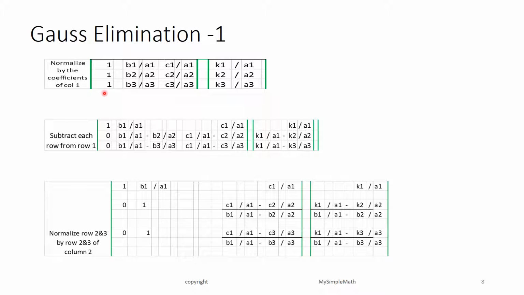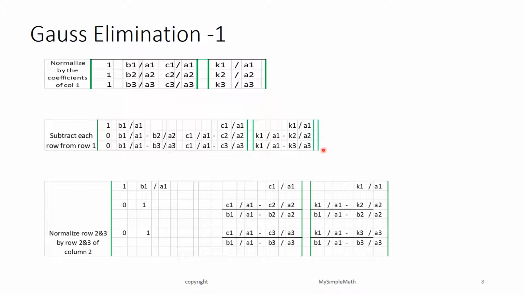So for the next step, we subtract row 1 from each of rows 2 and 3. Here I've done the reverse. I've subtracted rows 2 and 3 from row 1, but that should be fine. Either way, it's fine. So B1 by A1 is row 1. B1 by A1 minus B2 by A2 becomes row 2 with a 0 in the first column, and B1 by A1 minus B3 by A3 in row 3, column 2. Similarly, C1 by A1 minus C2 by A2 in row 2, column 3, C1 by A1 minus C3 by A3 in row 3, column 3, and similarly for the matrix which is K.